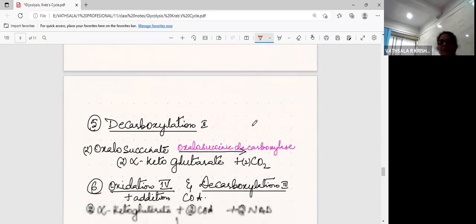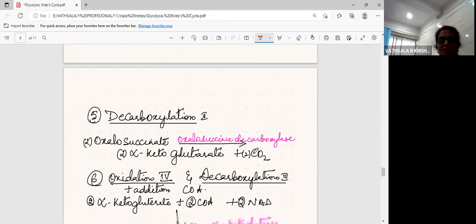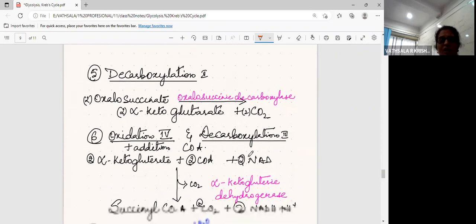Now the decarboxylation. Oxalosuccinic acid loses carbon dioxide. See how many times carbon dioxide is removed, that's another question. We give out carbon dioxide during respiration, that's the reason. So oxalosuccinic acid undergoes decarboxylation to form alpha ketoglutaric acid. The enzyme here is oxalosuccinic carboxylase.